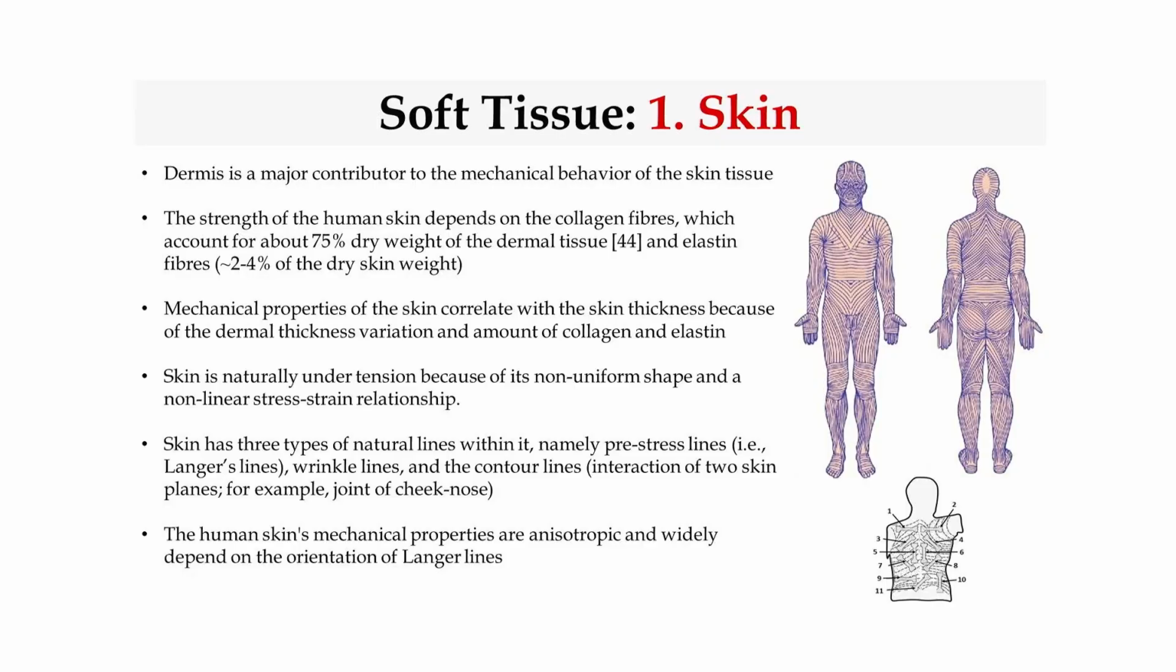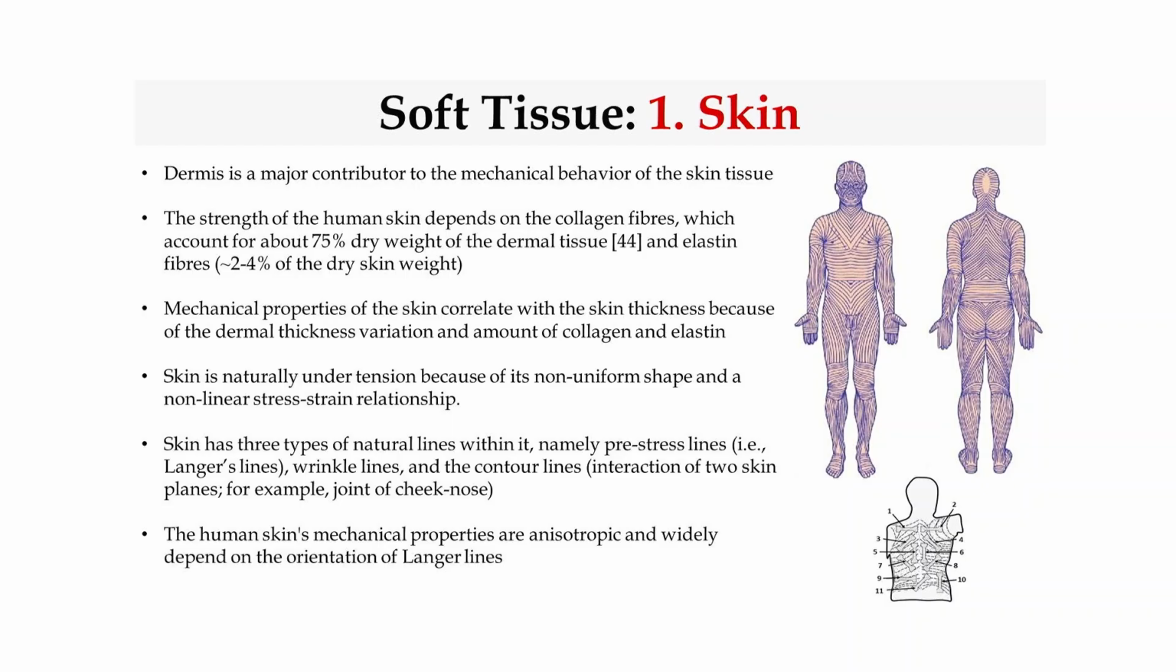Then the human skin mechanical properties, it's worthy to mention, are highly anisotropic and widely dependent on the orientation of the Langer lines, like I've just mentioned. So on the figure here on the bottom right, what you see is a bunch of specimens which can be cut, or samples which can be cut, in order to do some mechanical tests. These are typically known as dog bone samples or dog bone specimens because they look like a dog bone. So if you look from 1 through 10, you are looking at a bunch of specimens which are cut on the back of a human body, right?